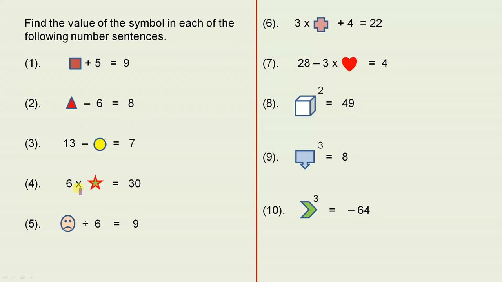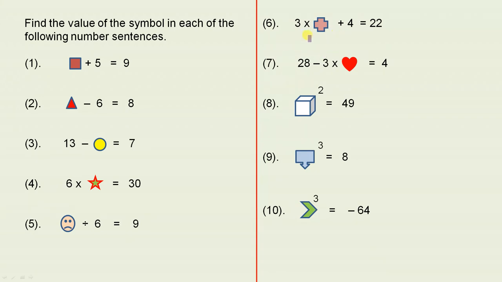Coming here where the operation here is multiplication, 6 times a certain number gives you 30. The operation, which is multiplication, gives you a clue as to what operation we use with the 30 and the 6 to find the star. And here we have the sad face divided by 6 equals 9. So that sign there will give you a clue as to the operation involved with the 9 and the 6 to find the answer.